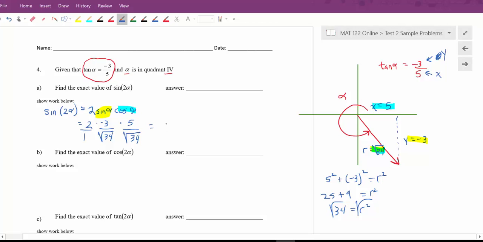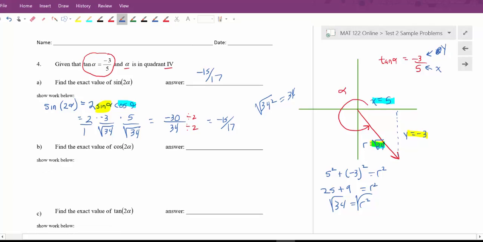Negative 6 times 5 is negative 30. You're really doing a square. You're doing the square root of 34 squared, which is 34. And then you can reduce this fraction. Do it in your head if you want to. You're just dividing by 2 over 2 to get an answer of negative 15 over 17. Okay, which makes sense. Okay, so you've got, based on this diagram, negative 15 over 17.